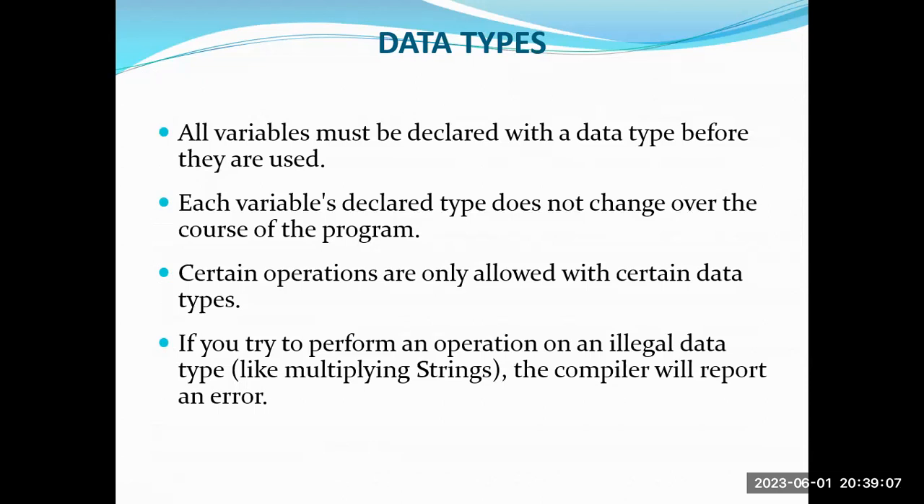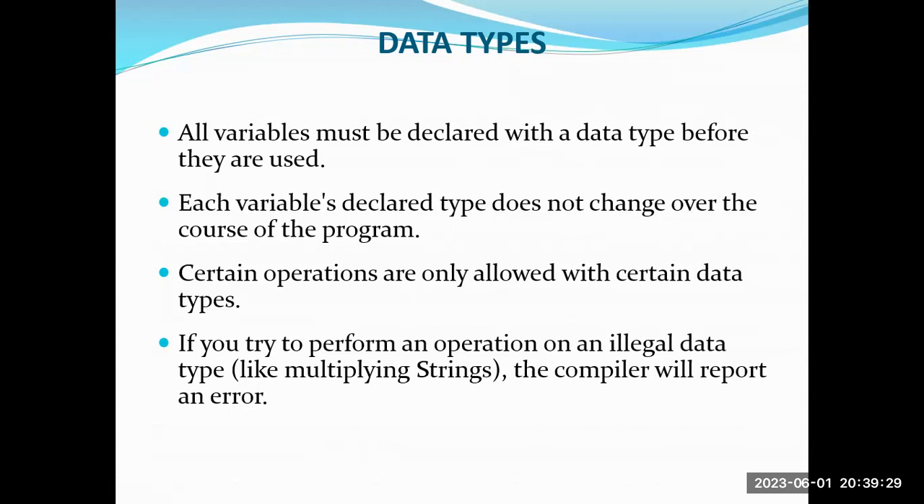So let's look at this one. All variables must be declared with a data type before they are used. Each variable declared does not change over the course of the program. So when you declare a variable with a particular data type, you can't change it unless you do a typecasting. We call it typecasting. We'll look at that when you're using a real programming language.